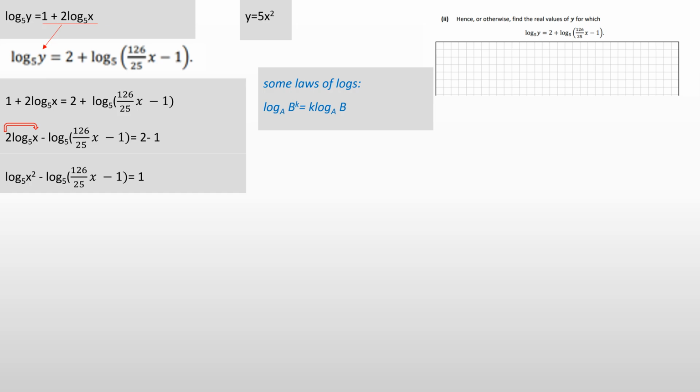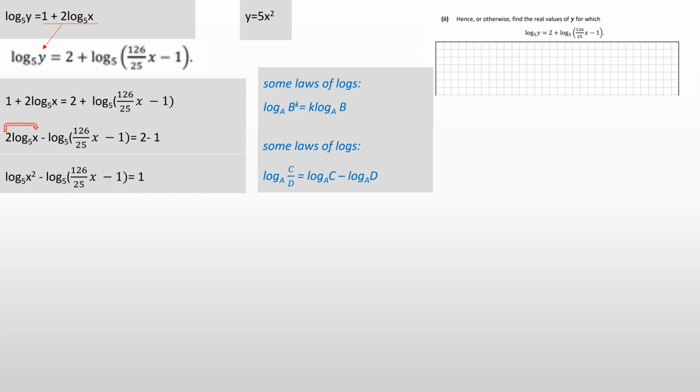Right, so the 1 is coming from 2 minus 1 on the right. So now another law of log that we can use: we want to make those two logs into one log, so they're taken away from each other. You have a law of logs that you can use. By the way, all these laws of logs are in the log tables.